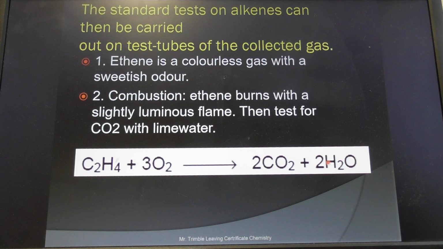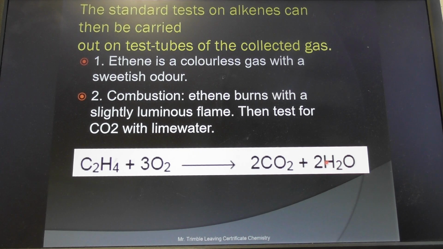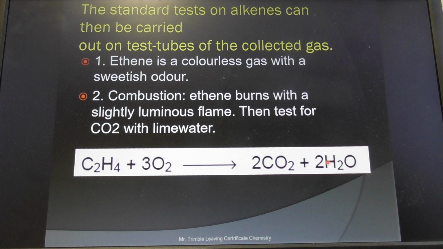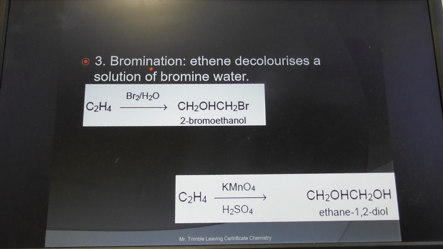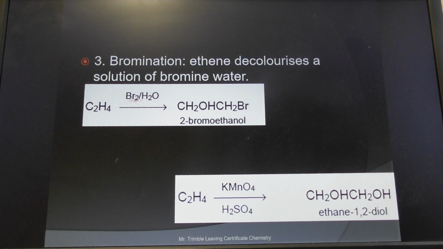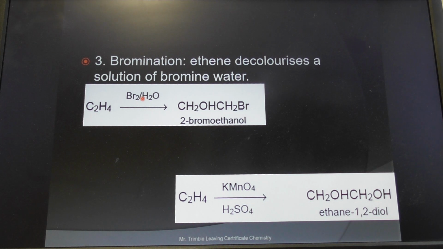And then water you can test with white copper sulfate, it'll turn blue, or indeed cobalt chloride will turn pink, but a lot of the time that chemical is no longer used in the laboratory at leaving cert level. The bromination, to brominate something, is effectively to add bromine. That's a nice test for the presence of ethene. If you add it to bromine water, which has an orange tinge to it, it will decolorize, and that's how you say it in chemistry, it'll decolorize.